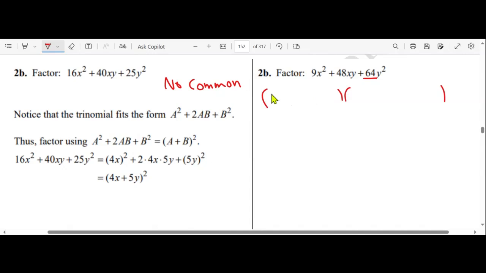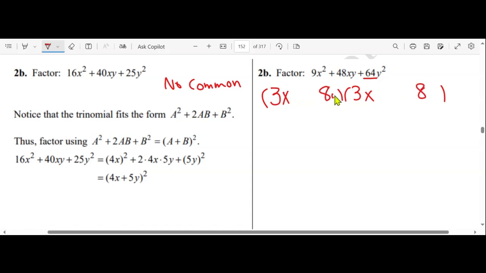Now, can we do factoring? What do you get? 9 is what by what? 3 by 3. X squared is what by what? X by x. 64 is what by what? 8 by 8.